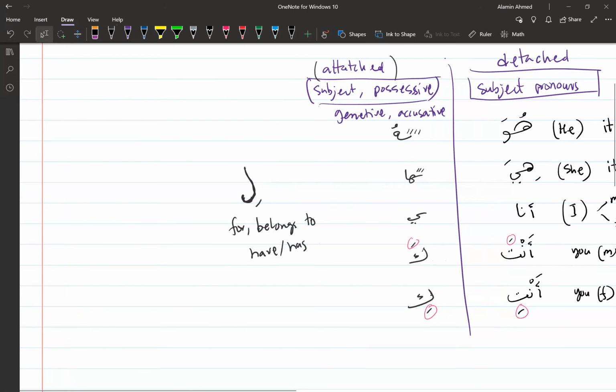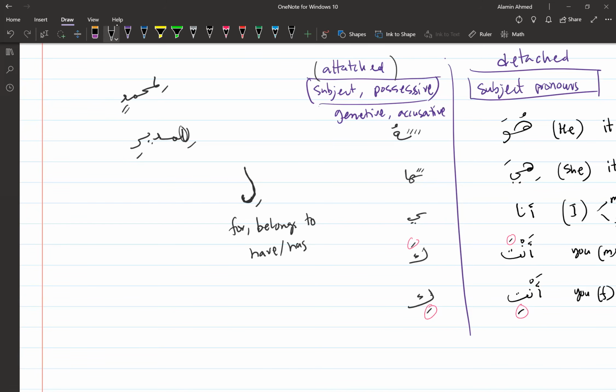So for example, if we say li, we had this one before, remember? Lil mudir. What does lil mudir mean? The mudir, remember, for the principal. Yes, for the principal. We have alif lam here. If we say li Muhammad, li Muhammadin, it means for Muhammad. But it can also mean that it belongs to Muhammad.